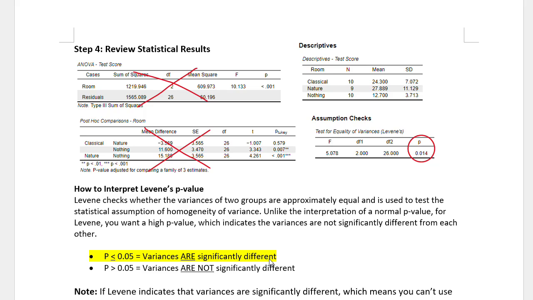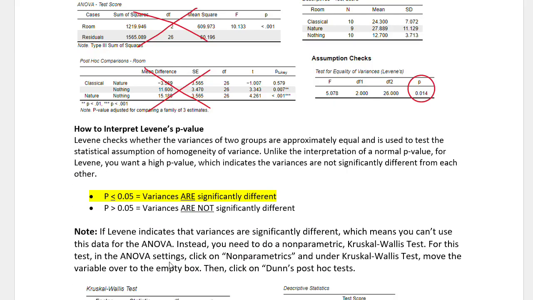So in this case, because they are, it means that this data is not suited for a regular ANOVA. So because our variances are significantly different, this data is not appropriate for an ANOVA. Instead, what we need to do is make the switch to a non-parametric Kruskal-Wallis test. So since we can't do the ANOVA thanks to this Levene score, and that's because this Levene p-value is so small, we're going to go ahead and switch to the non-parametric Kruskal-Wallis test.